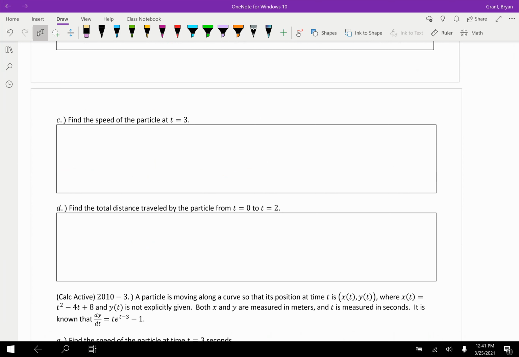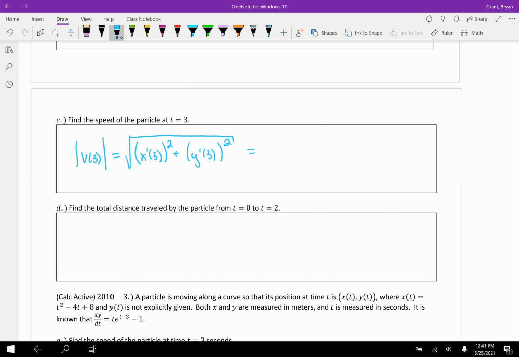Find the speed of the particle at 3. We got this. We just went over this earlier, right? Our speed of the particle is the absolute value of velocity at 3. And to do that, instead of doing the dx/dt, I'm just going to write it as x prime of 3 squared plus y prime of 3 squared.